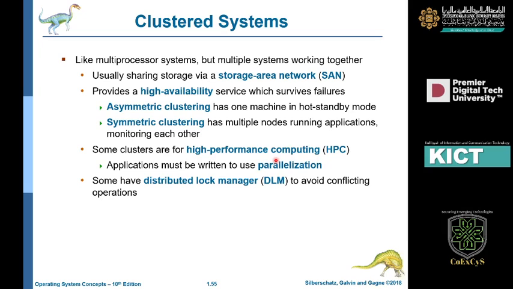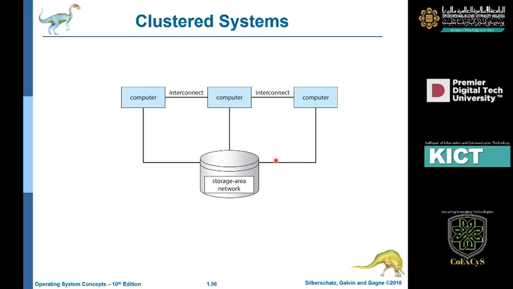There are two types of clustering: asymmetric clustering or symmetric clustering. Asymmetric has one machine in hot standby mode. Symmetric has multiple nodes running applications and monitoring each other. These clustered systems are usually used in high performance computing. It allows us to write parallel programs, parallel applications, that allow faster results.